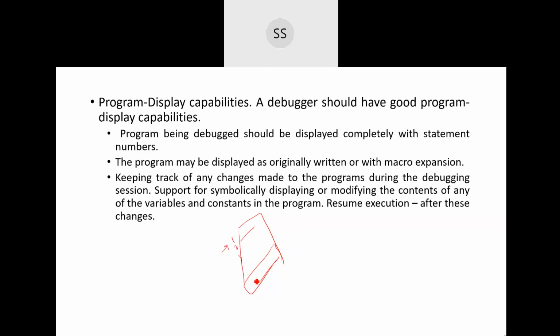That is why we say that you should have a proper program display capability where each line of code or each statement should be given a number. The program may be displayed as originally written or with macro expansion.